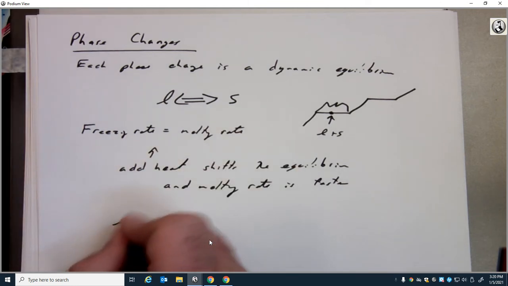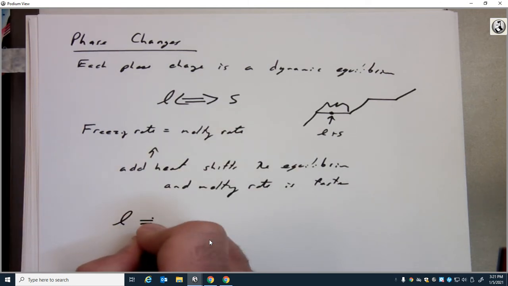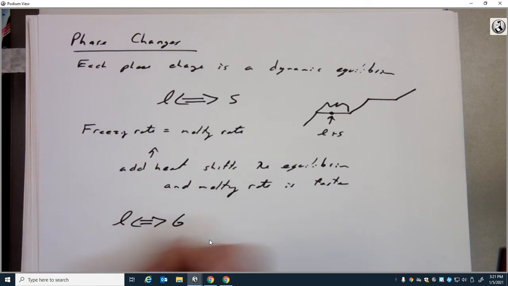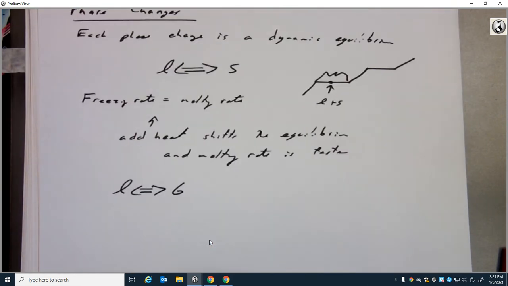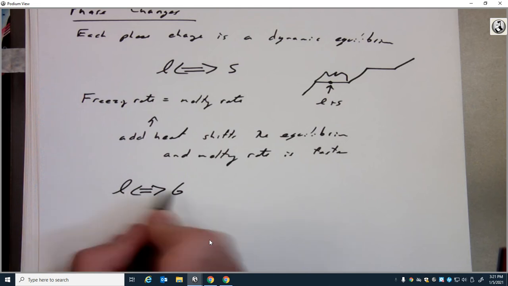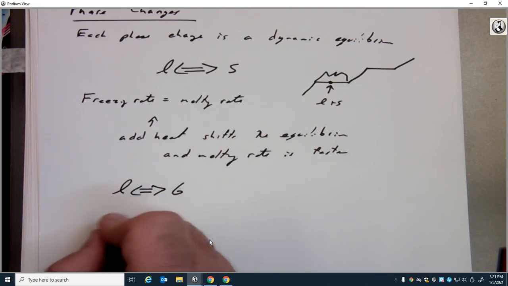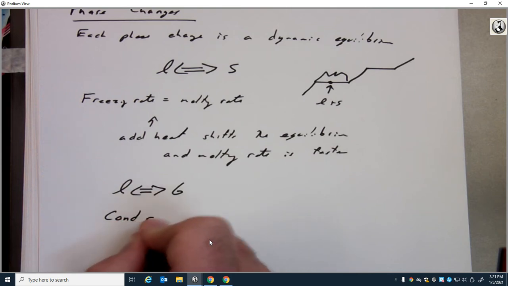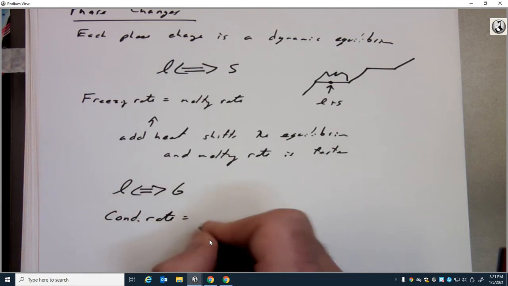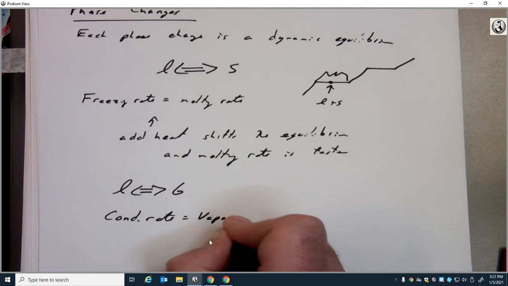We can say the same thing between liquid and gas. It's also in a dynamic equilibrium. Right? So we have both vaporization and condensation occurring. So our condensation rate here would be equal to our vaporization rate.